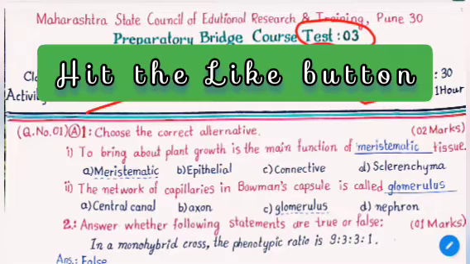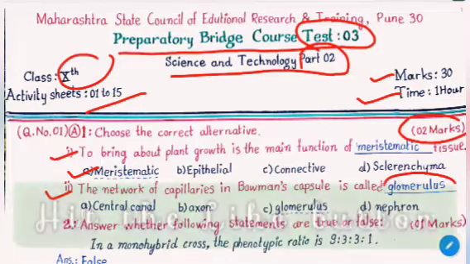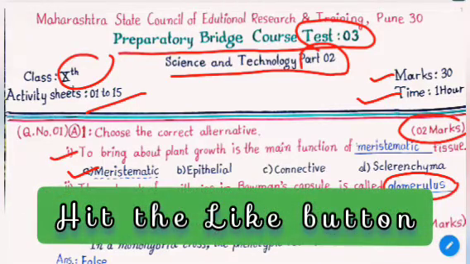The first question asked in this test is choose the correct alternative. This question is for 2 marks. The first question is: to bring about plant growth is the main function of dash tissue. Here 4 options are given. The correct option is meristematic tissue. The second question is: the network of capillaries in Bowman's capsule is called glomerulus. This is the third option.